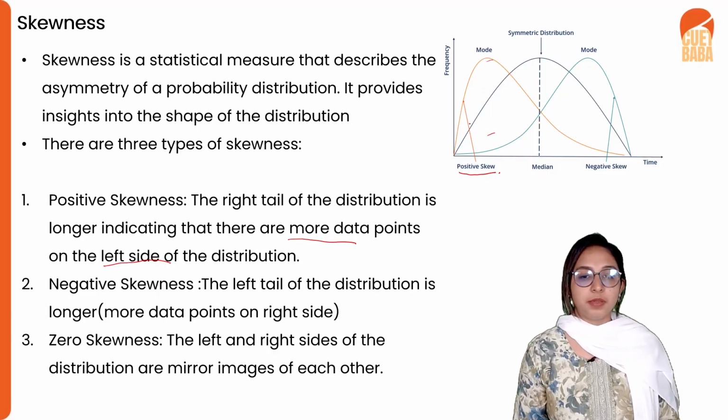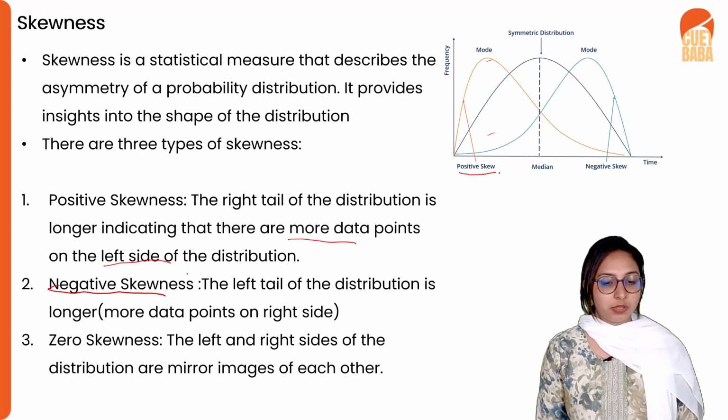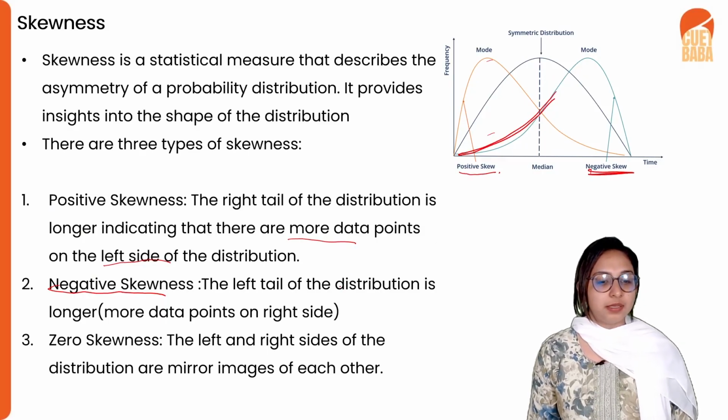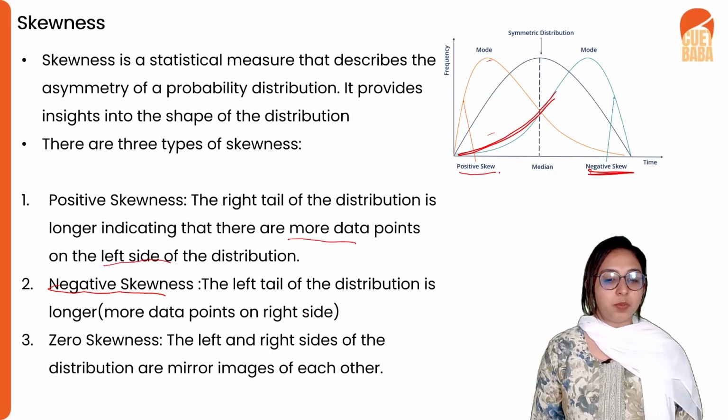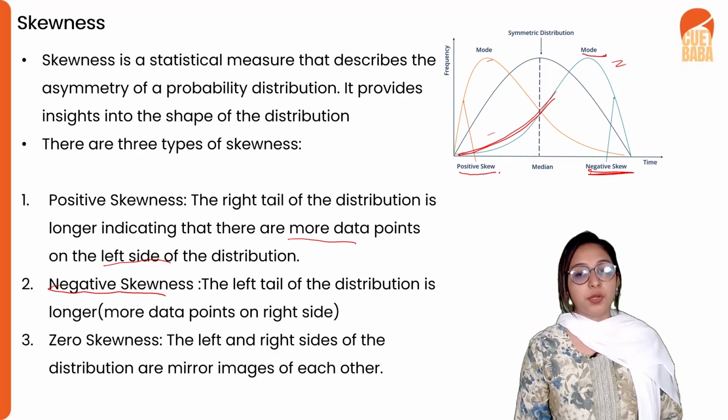Next we can see negative skewness. Here, in negative skewness, the left tail of the distribution is longer. Towards the left it will be longer. This is the negative skewness. The left tail is longer, indicating that more data points lie on the right side. Hence the mode of the negatively skewed distribution will be on the right side.